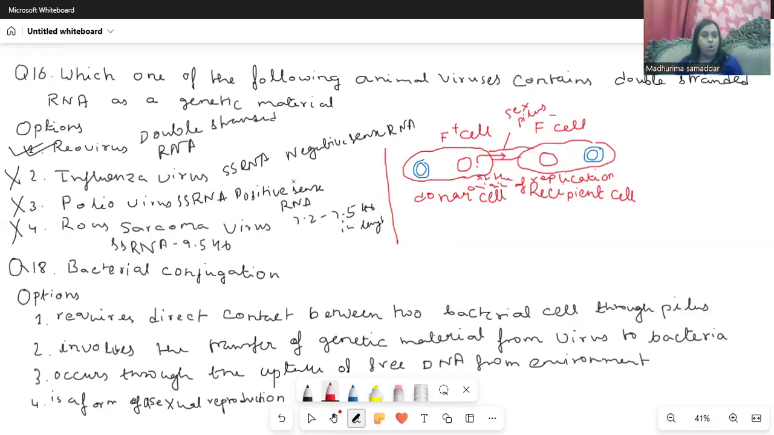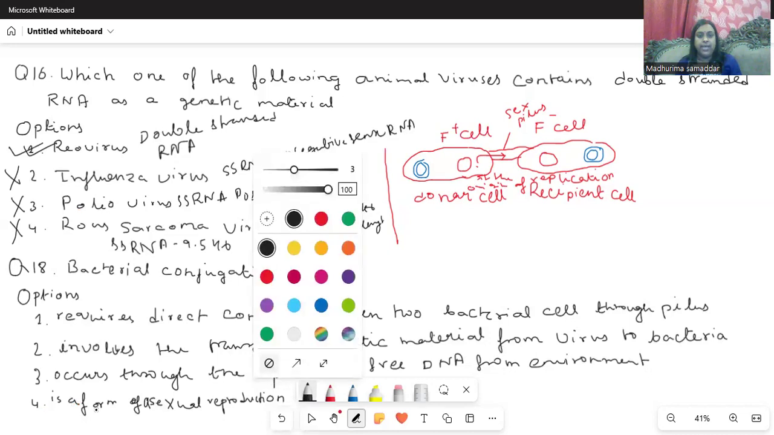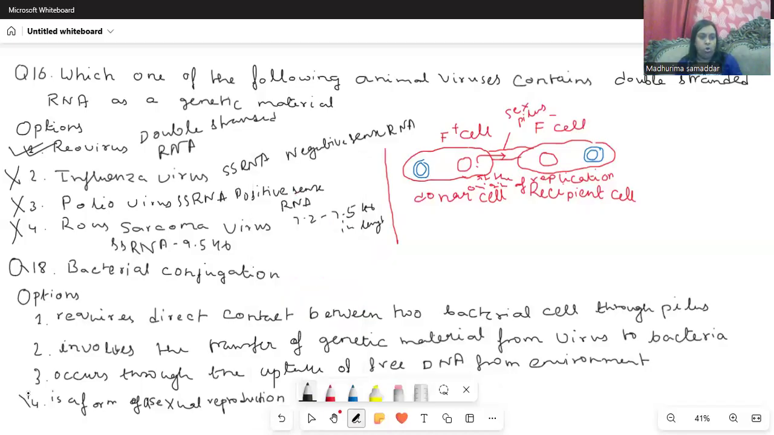Now let us go into the options. Option number 4, bacterial conjugation is a form of asexual reproduction. It is not a true reproduction. It is actually the genetic material which is going from one bacterial cell to the other bacterial cell. So option number 4 is telling that it is a form of asexual reproduction, as it is not a true reproduction. So this is a wrong option.